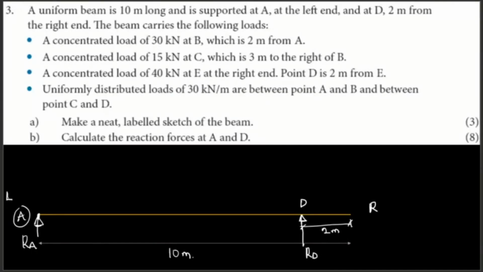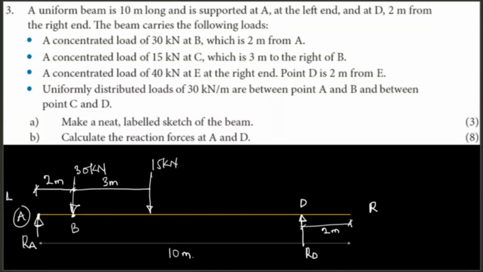The beam carries the following load: a concentrated load of 30 kilonewtons at B, which is 2 meters from A. So this is point B. Another load of 15 kilonewtons at C, which is 3 meters to the right of B. So from B, you measure 3 meters, and you have your 15 kilonewtons there.